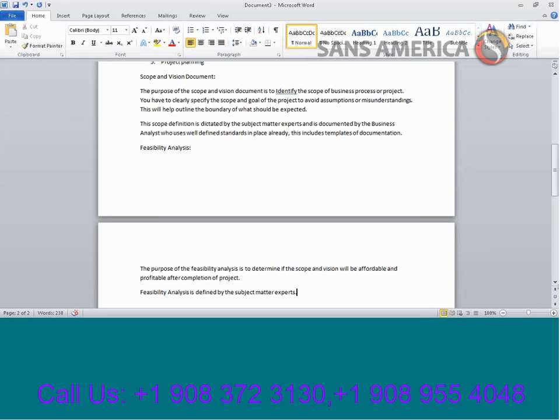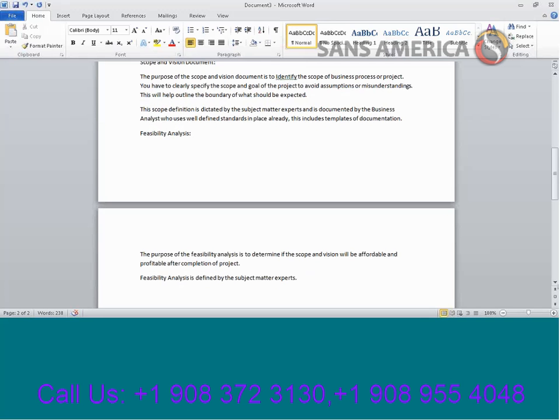SWOT. S for Sam, W for whiskey, O for orange, T for Tom. So as part of the feasibility study, one kind of theory that is analyzed is the SWOT analysis. SWOT analysis. Now, what is SWOT analysis? SWOT analysis stands for identifying the strengths, weaknesses, opportunities, and threats.